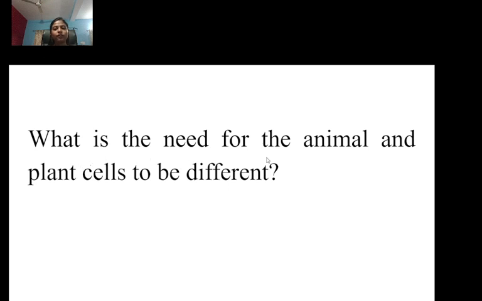What is the need for the animal and plant cells to be different? Why, students? Why has nature done this? Why has nature differentiated between the plant cell and animal cells? In animal cells they have given only cell membrane, and in plant cells they have given cell membrane plus cell wall. Why? What's the requirement of this?